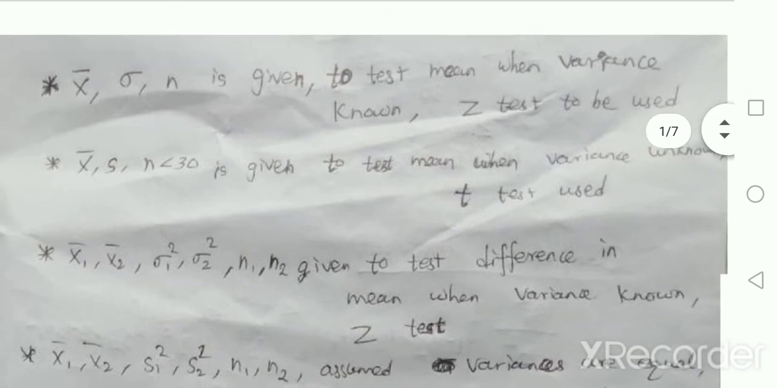Suppose the sample size n is less than 30, and only the sample variance or sample standard deviation is known, with the sample average x bar. Here we can apply testing the mean when variance unknown. Here the t test will be applied.